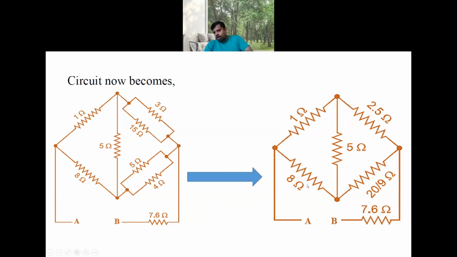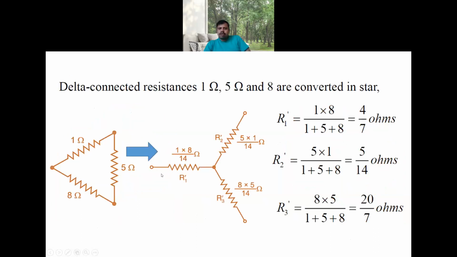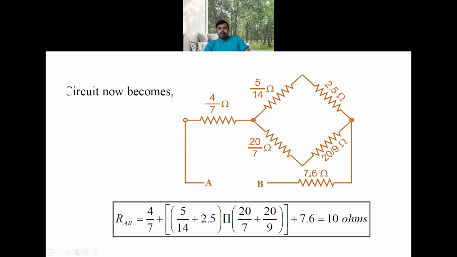If you convert one of them, automatically the problem will be simplified. If you take 5, 8 and 20.9 and convert it into equivalent delta, it will be over. Otherwise, you can take 1 ohm, 5 ohms and 2.5 ohms and convert it into delta. Then you will get a simplified network. From this diagram, between A to B, you can easily calculate the equivalent resistance. The answer for this question is 10 ohms. These are just examples of applications of these conversion techniques. Clear?